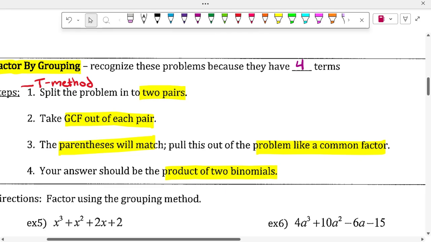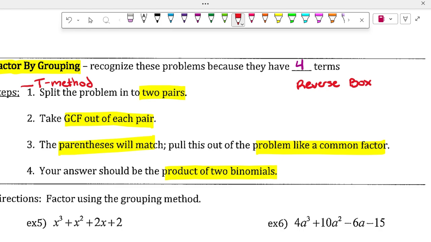Another one, I like to call the reverse box. When it comes to factoring, I like to give you guys options because there's more than one way to skin a duck. Some people like the T method better. Some people like the reverse box method better. I don't care which method you pick, as long as you can do one of them well and correctly. Whichever one you're the most comfortable with, feel free to use it.